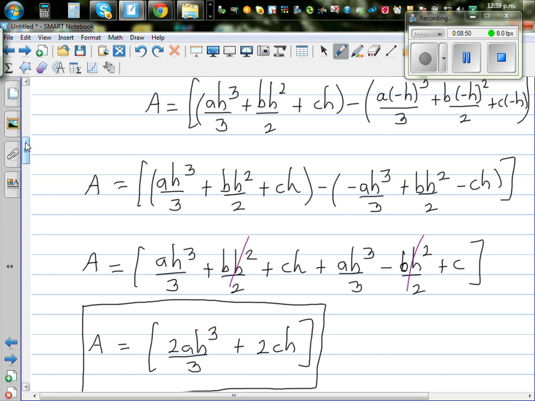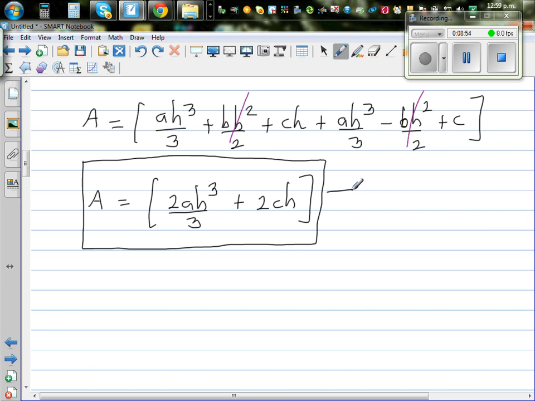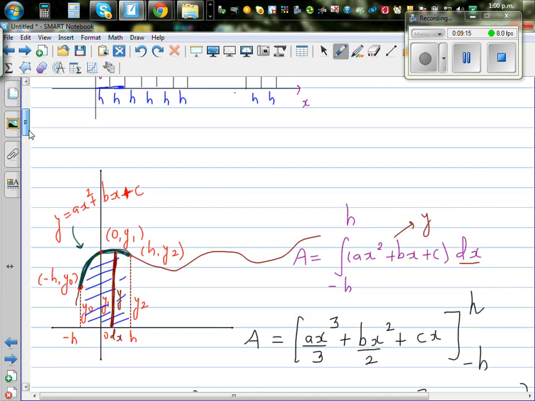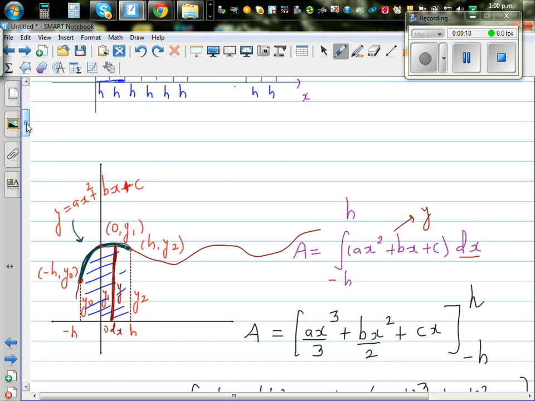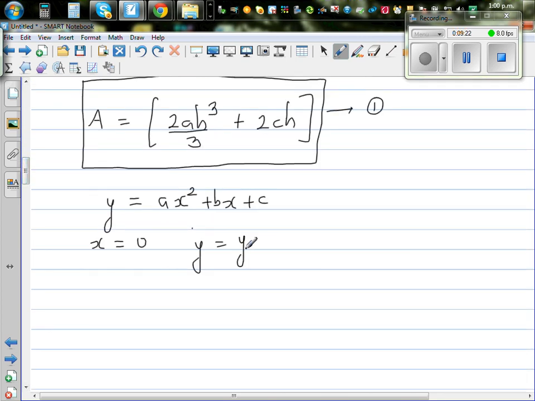So let's leave this as a result. Let's say this is result one. Let's go back to the equation. The equation of the curve is y is equal to ax squared plus bx plus c. Now what do we know? When x is 0, what is y? Going back to the curve, when x is 0, y is y1. So in place of y, I can put y1 is equal to a times 0 squared, which is 0, plus b times 0, which is 0, so this is c. You can replace c by y1.